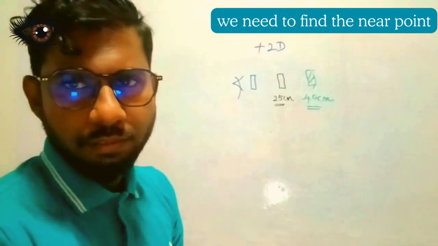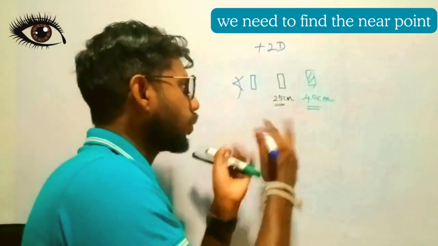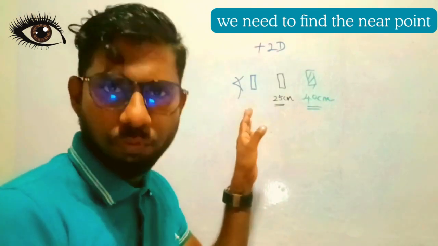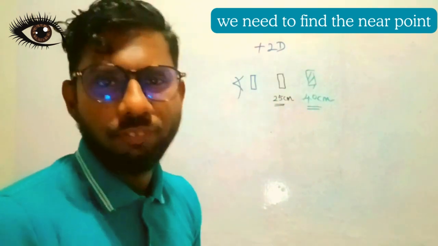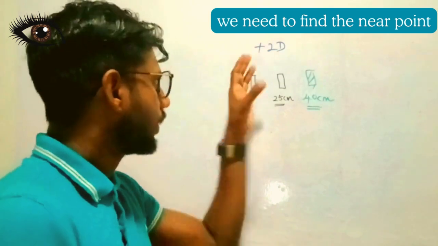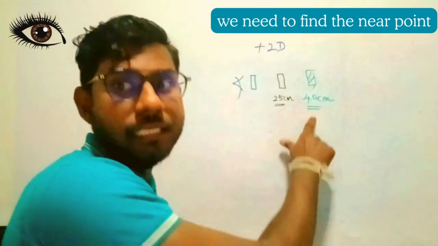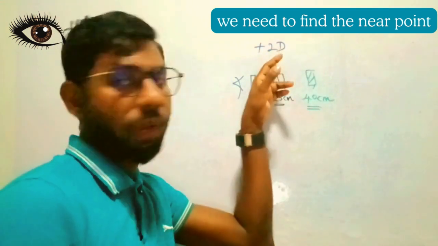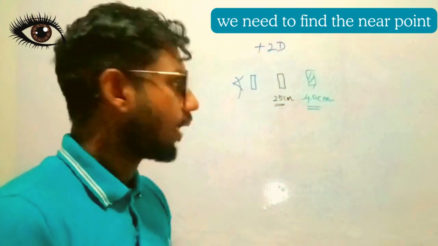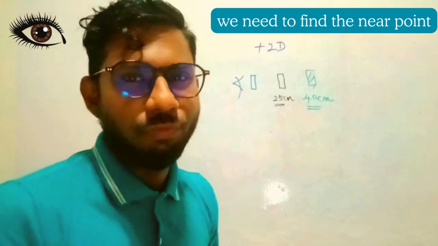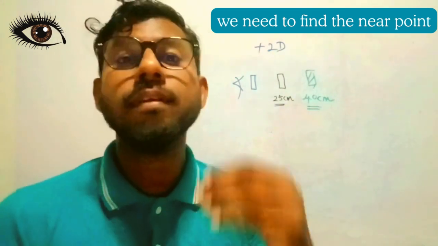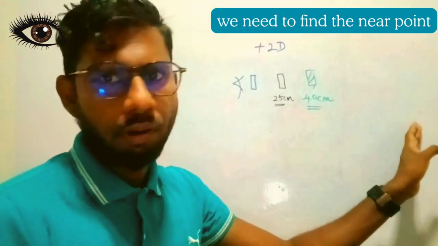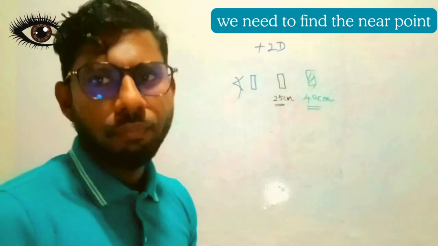They are asking, if a book is placed at 25 centimeters, what is the specs or the lens that this person must be wearing to see at 25 centimeters? But here they are giving us 40 centimeters. This is not the near point. This is the near point when this person is wearing plus 2D lens. So what we need to do is find the real near point. This person has a long distance problem because the near point is not visible.